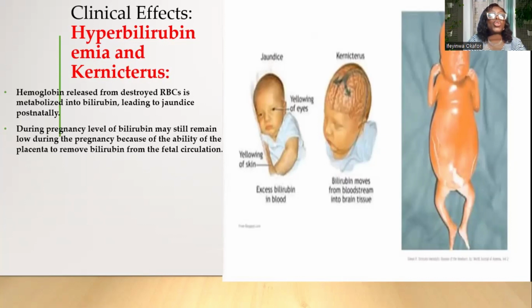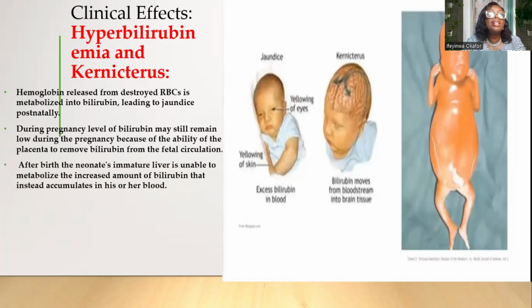Hemoglobin released from the destroyed red blood cells is metabolized into bilirubin. We have looked at hemoglobin catabolism. If you have not listened to that lecture, please go back and listen to it. It is under hemoglobin synthesis and catabolism. You will understand that as the hemoglobin is destroyed, one of the byproducts is what? Bilirubin. And bilirubin is yellow in nature, and that is what we see as jaundice postnatally in babies that have HDFN.